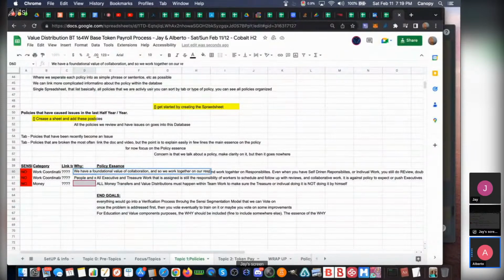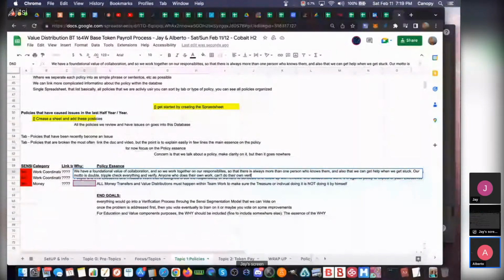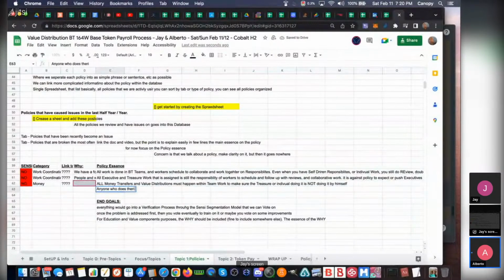dealing with money and value distributions can be very stressful to bear alone, as it's a heavy responsibility. There should always be available support present.